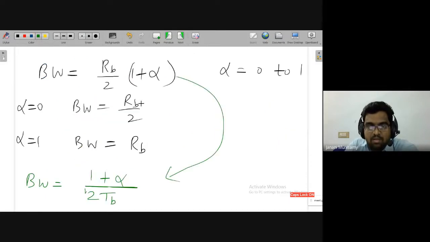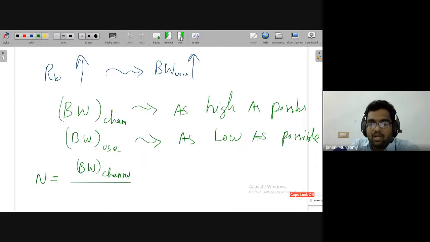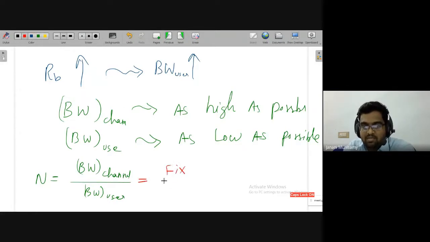Then, n means bandwidth of the channel divided by bandwidth of the user. Anyway, channel bandwidth is fixed. We cannot change it. But if you try to reduce user bandwidth, you can accommodate more number of users. That is the main observation here.